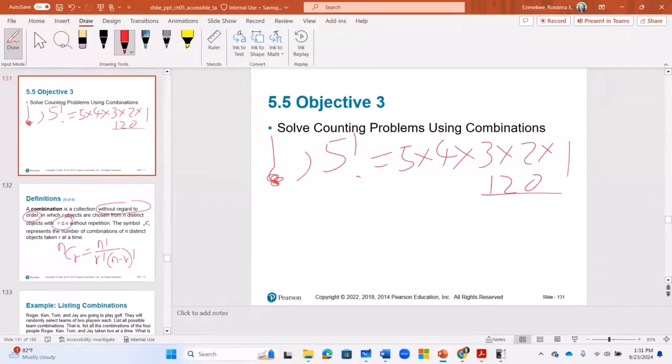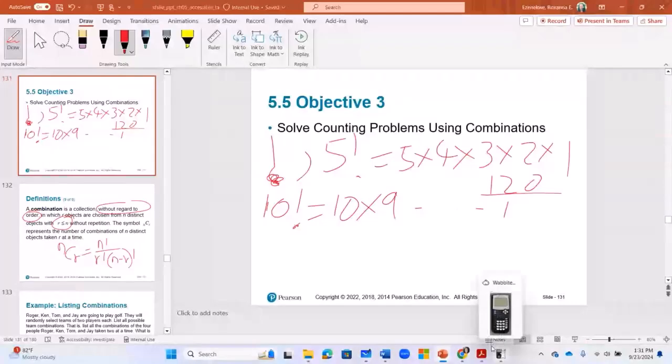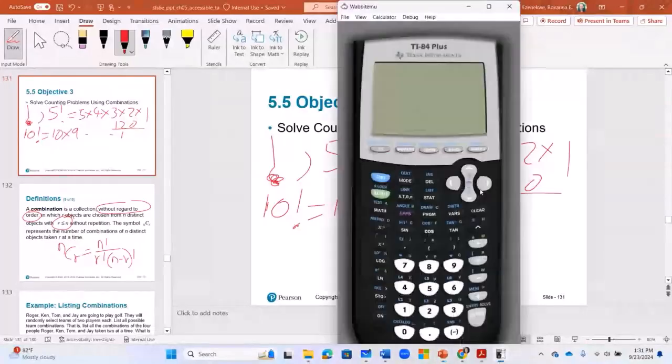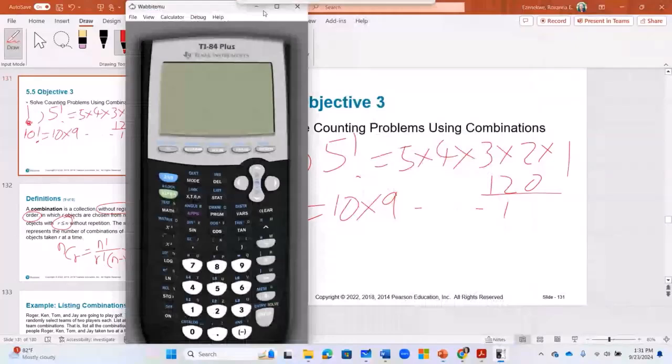If I'm told to write 10 factorial, sometimes it becomes so burdensome that you have to find your calculator. So 10 factorial will be 10 times 9, and I'll keep multiplying until times 1. I know you can do it in your calculator, so let's do it with our calculator. How can I find 5 factorial with my calculator? I don't want to assume you know.